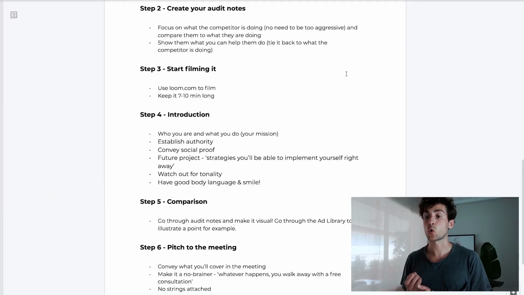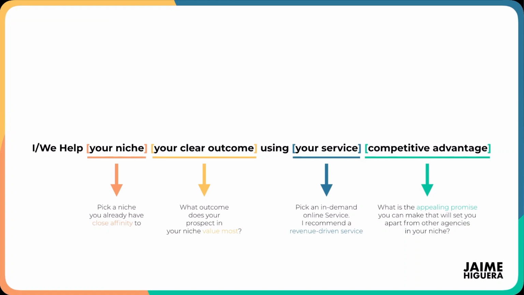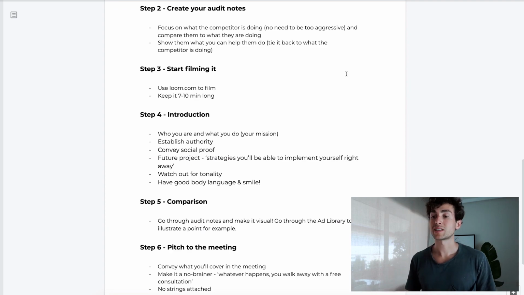The fourth step is the introduction. So what you want to do in this introduction is you want to nail it, and you want to make sure that the delivery is smooth. So what do you want to do in the introduction? First, you're going to say who you are and what you do. So you can state your mission. On the screen, you can see how you can structure your mission. And I've spoken about this on my channel already. Then the next thing you want to do is establish authority. And the way you want to establish authority is you can say a bit about your agency and your track record. If you don't have any track record, that is completely fine, okay?